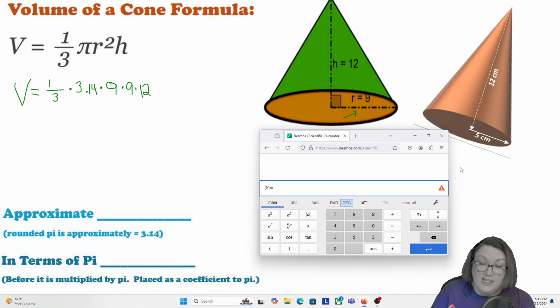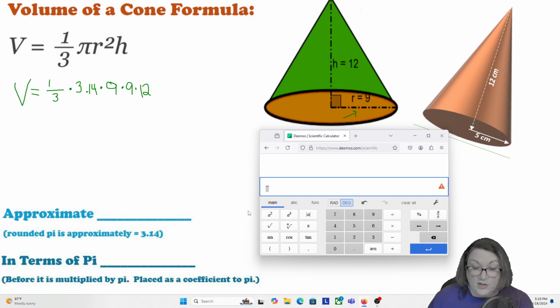You don't have to type the V in, but you can if you want to. So I'm just going to start with the 1/3. Now this is the fraction button here, the AB. If you click on that, your cursor will go to the top number first. You just put the 1 in there, click on the bottom, and then put your 3, and then click times.